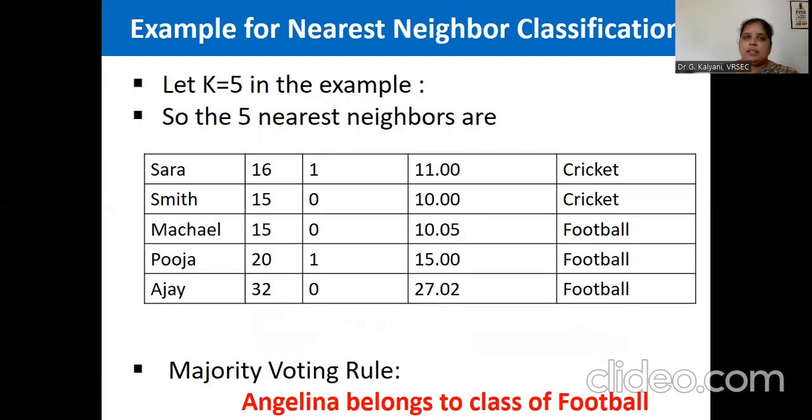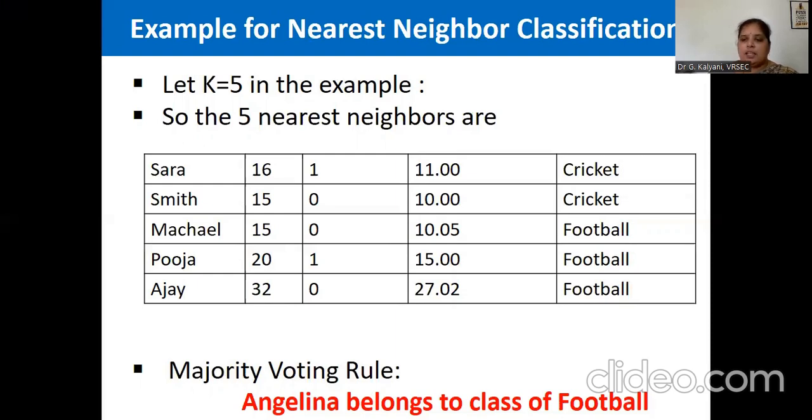So let us suppose I consider the same example with k equal to 5, then we need to select 5 training instances with minimum distances. And these are the 5 nearest training instances to the given test instance. And among these 5 instances, if you observe, 2 belong to the cricket and 3 belong to the football. Because the majority class label is football, in this case we can decide that the given test instance belongs to the class of football.